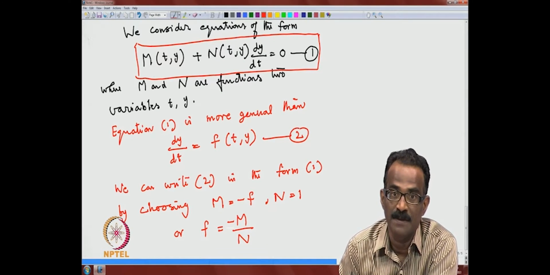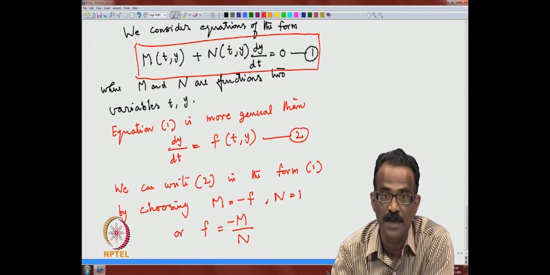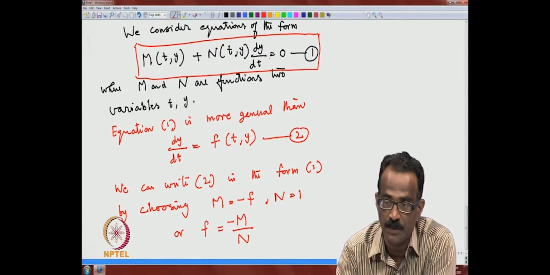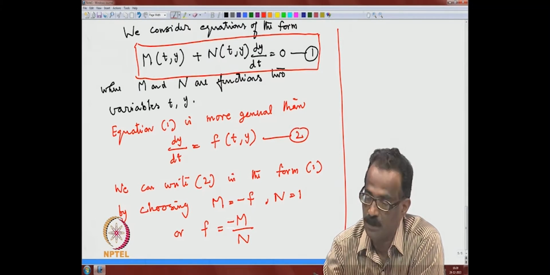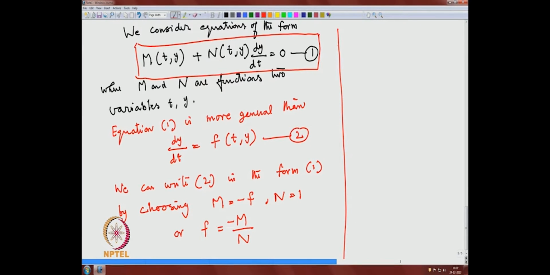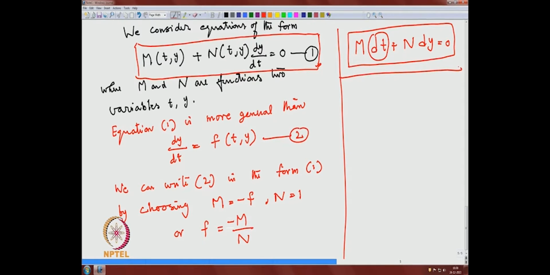So equation 1 gives you an added advantage in representing this equation. In books, for students studying in the university system, quite often these equations will be written in the form M dt plus N dy equal to 0. But I want to retain this form so that we do not have any ambiguity of dt and dy. Let me give you a quick, simple example before we go to the theory.